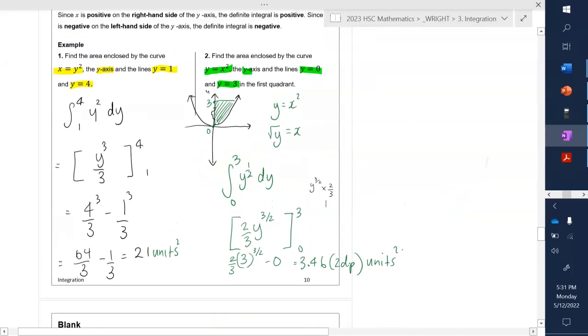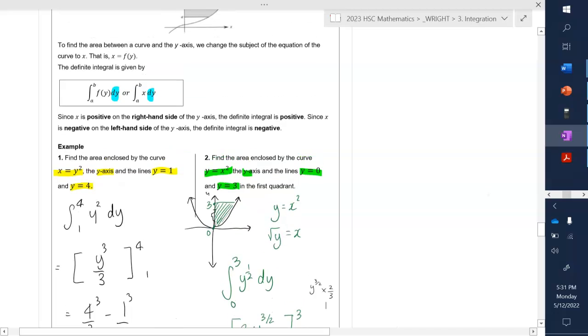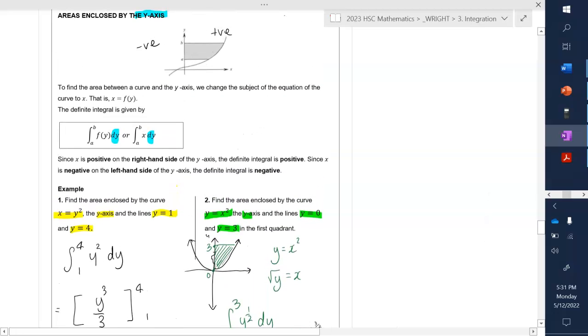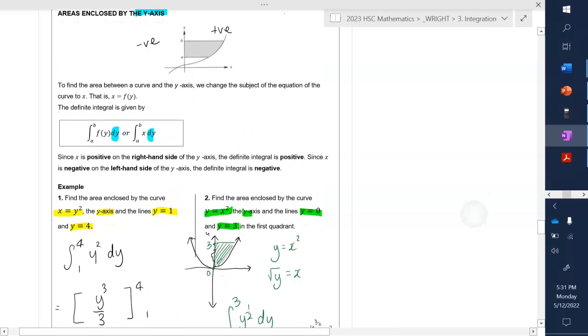That's our little rundown on the y-axis. I think those are fairly straightforward. That'll allow you to go through the exercise, I think it's 4G. The main thing here is making sure that your function is in terms of x equals, not y equals.